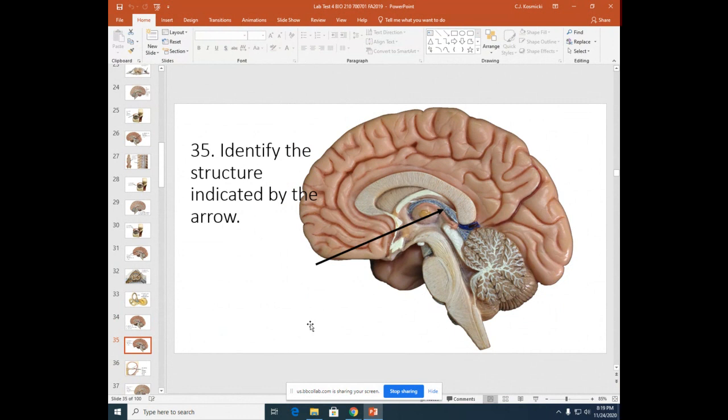Okay, right here, identify the structure indicated by the arrow, that blue structure there. All right, I'll help you along. That blue structure likes to make cerebral spinal fluid.